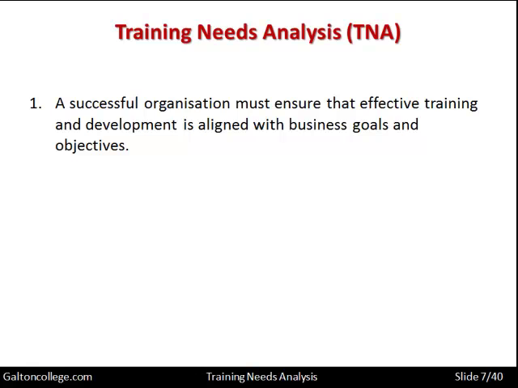A successful organization must ensure that effective training and development is aligned with business goals and objectives. Clearly, the training must point in the same direction as the strategic objectives of the business. If the business wants to achieve certain things, clearly the training must support that. It must move the employees and the trainees in a direction that enables them to more effectively contribute towards the attainment of the strategic goals. If the training does not do that, then it's not productive in the context of the organization.